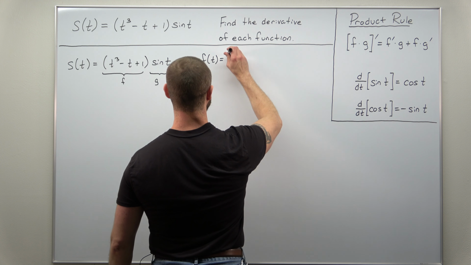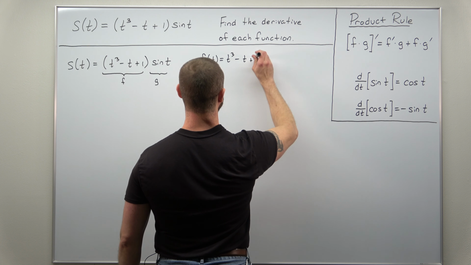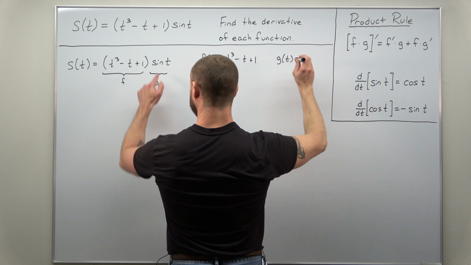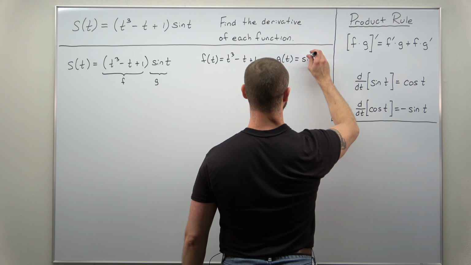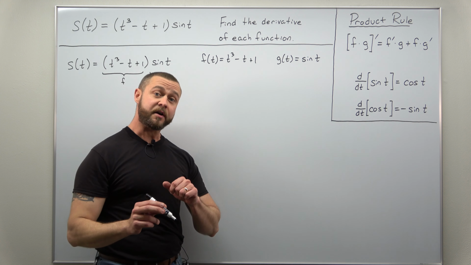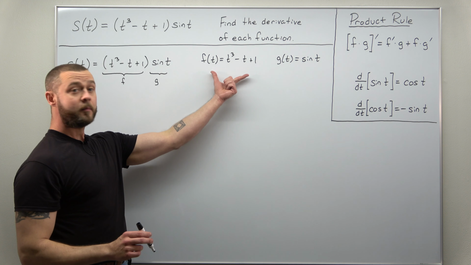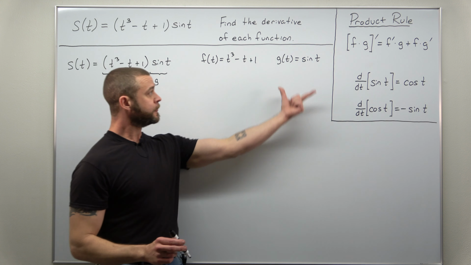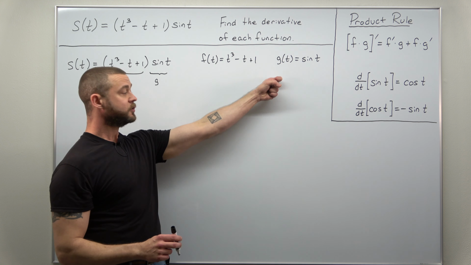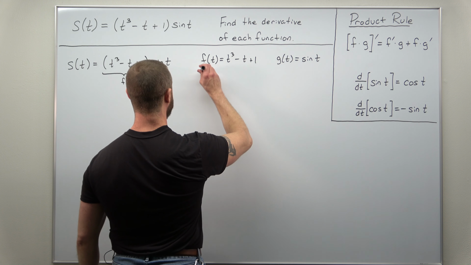F of t is going to be t cubed minus t plus 1. And g of t, that's going to be sine of t. All right, and the derivatives here for f prime and g prime, they're both pretty simple. Combination of the power rule here, and the derivative of sine is cosine, but now g prime is going to be cosine of t.